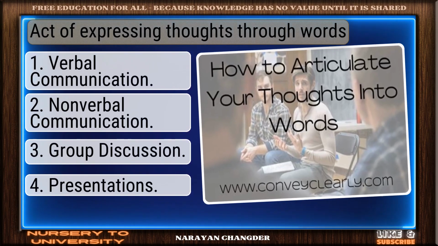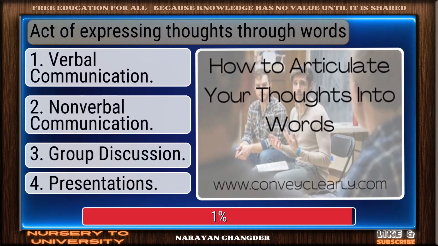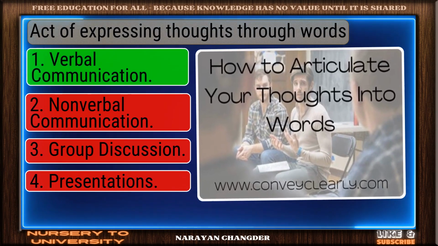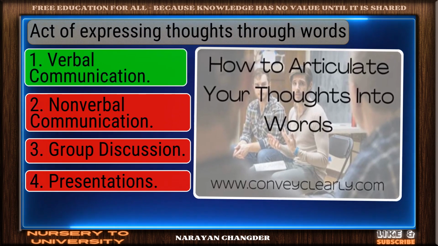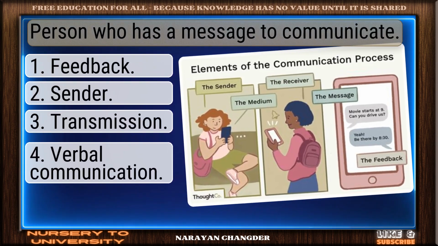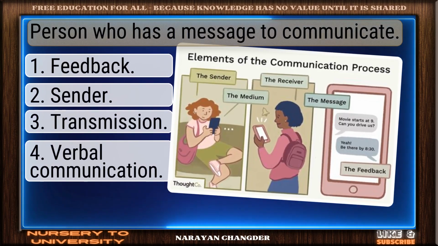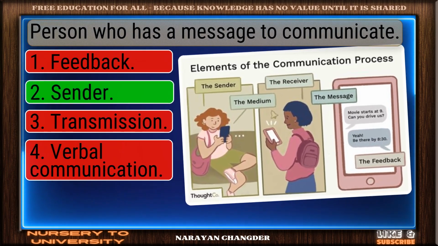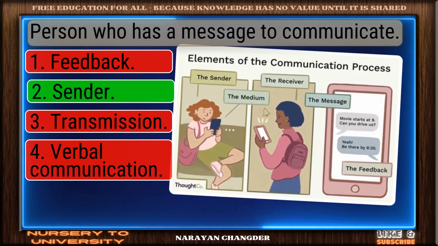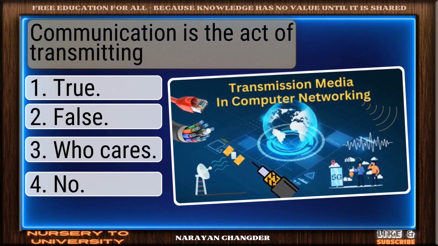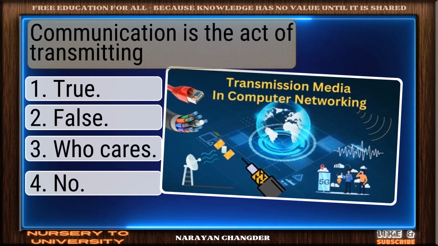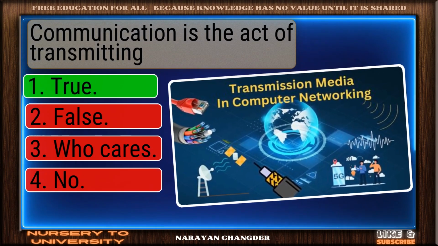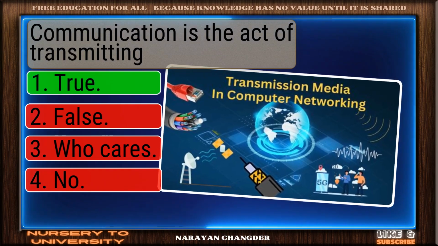Question number 53. Act of expressing thoughts through words. You're right. Verbal communication is the correct answer. Question number 54. Person who has a message to communicate. On track. Sender is the correct answer. Question number 55. Communication is the act of transmitting. Correct. True is the right answer.